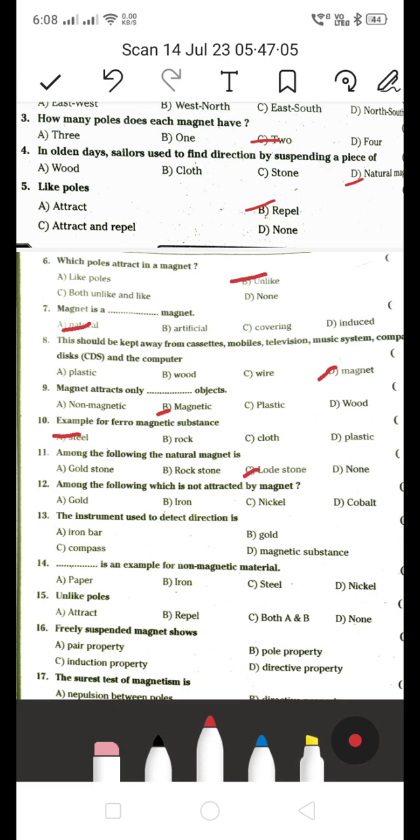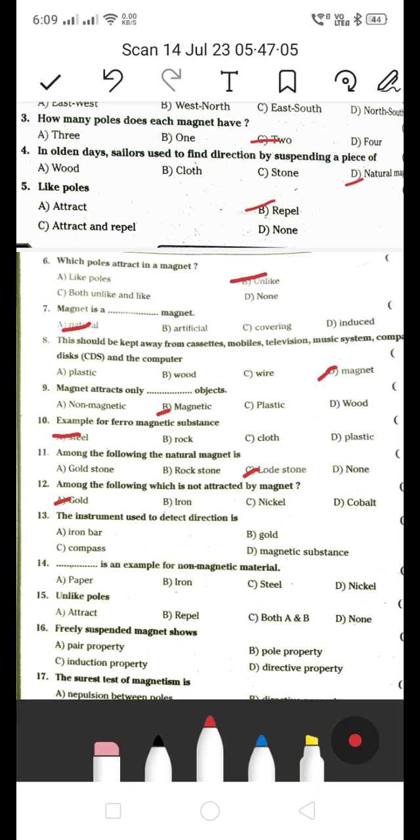Among the following, which is not attracted by magnet? Is it A gold, B iron, C nickel, or D cobalt? Which is the right answer? మ్యాగ్నెట్కి అట్రాక్ట్ కానిది ఏదంటే ఇట్స్ ఏ గోల్డ్. A is the right answer. అట్రాక్ట్ కానిది అని అడుగుతున్నారు, so it will be gold.